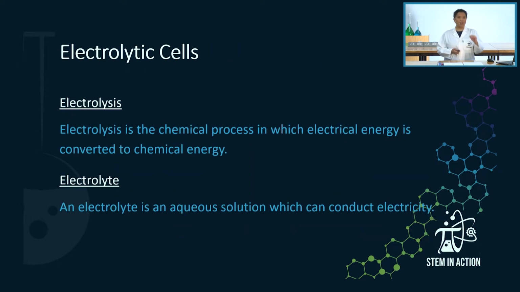Electrolytic cells, there are two definitions that you also need to know, and that is of electrolysis. Electrolysis is the chemical process in which electrical energy is converted to chemical energy. And we also make use of an electrolyte during electrolysis. The definition of an electrolyte: it is an aqueous solution which can conduct electricity.